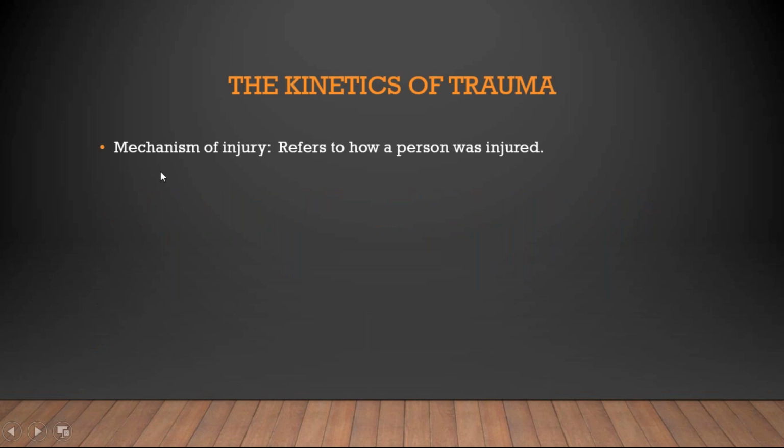When we're looking at trauma and trying to paint that picture, we're looking at the kinetics of trauma. Within the kinetics, we're looking at the mechanism of injury. This is how that person was actually injured. So when we're documenting or arriving on scene and somebody was involved in a motor vehicle accident, the mechanism of injury would be that motor vehicle accident.